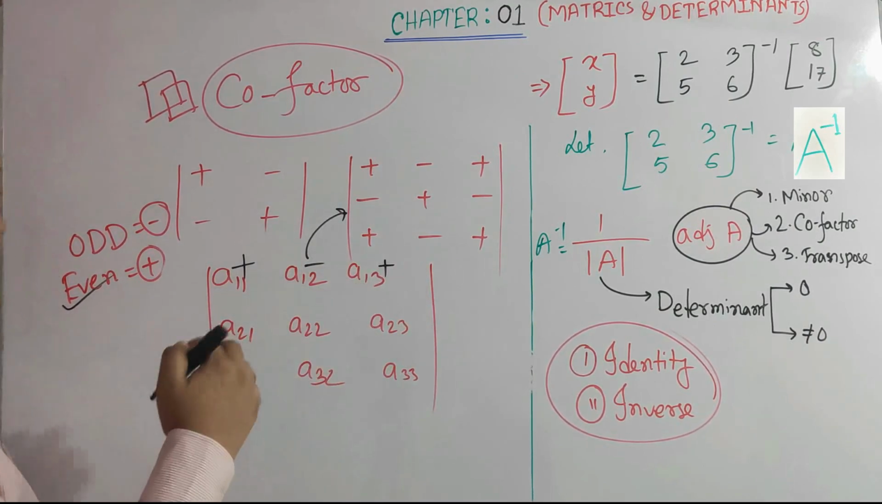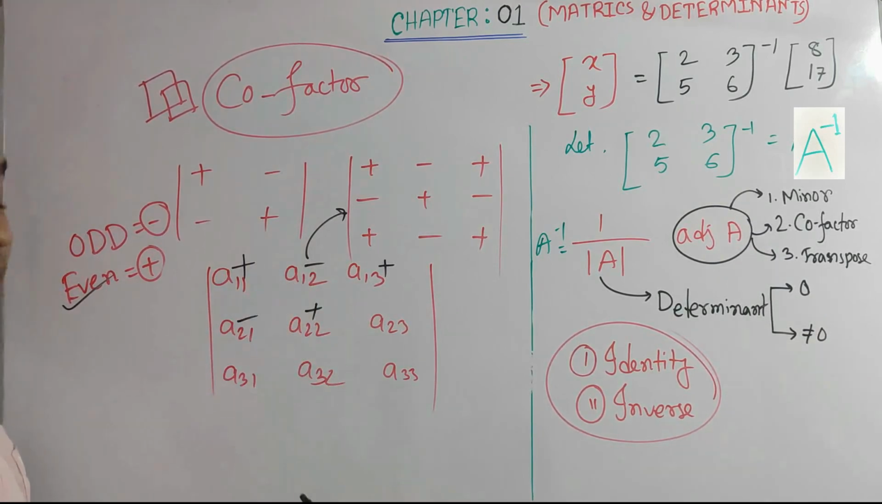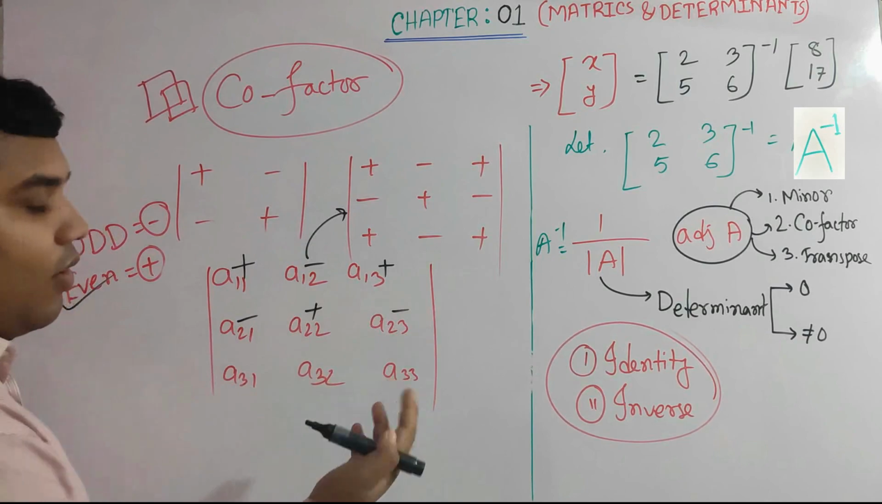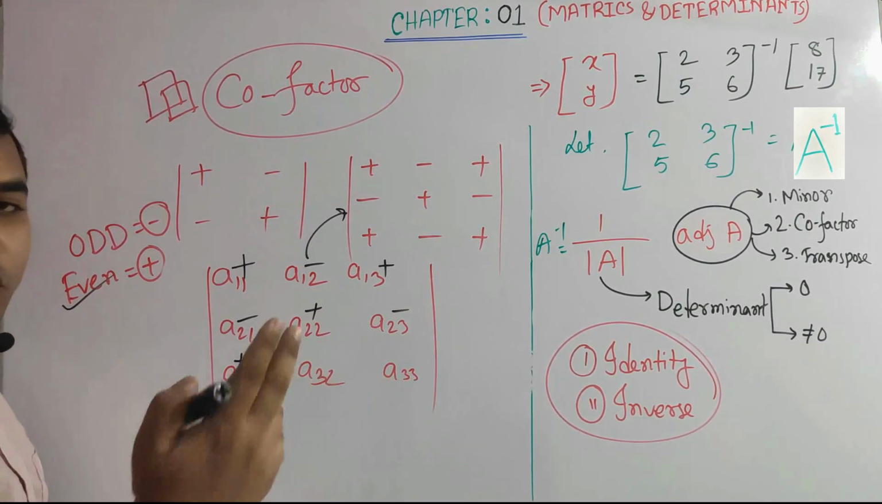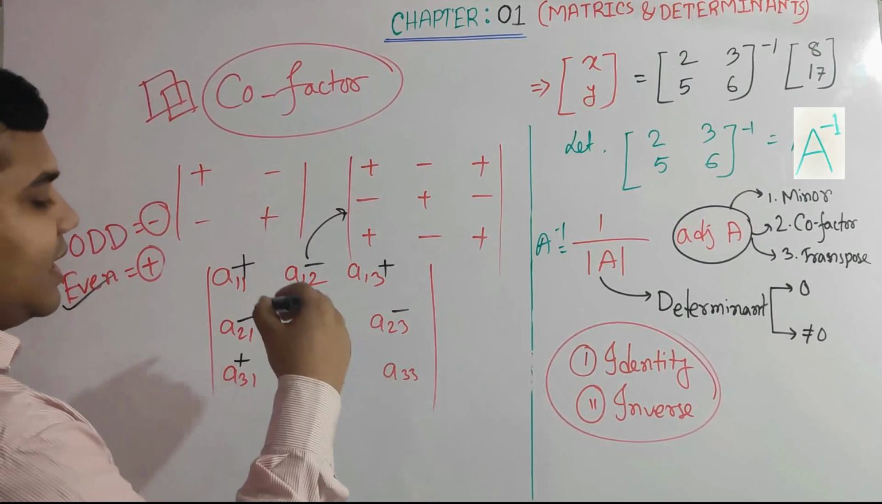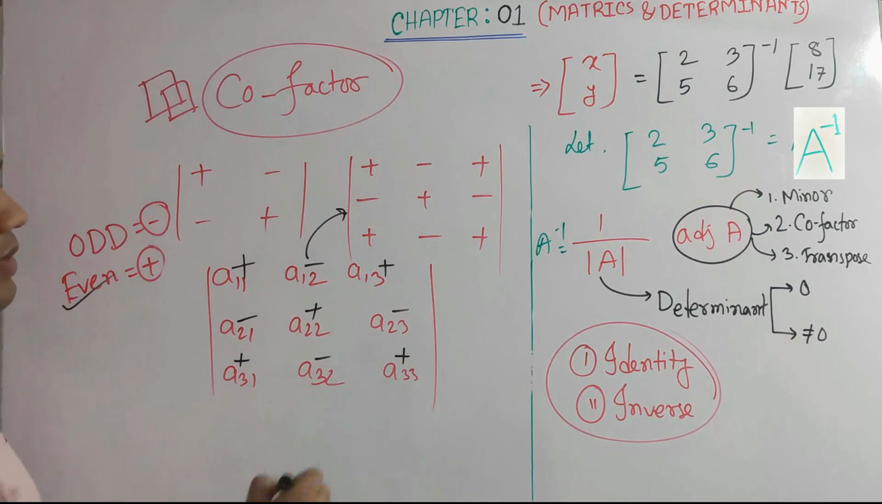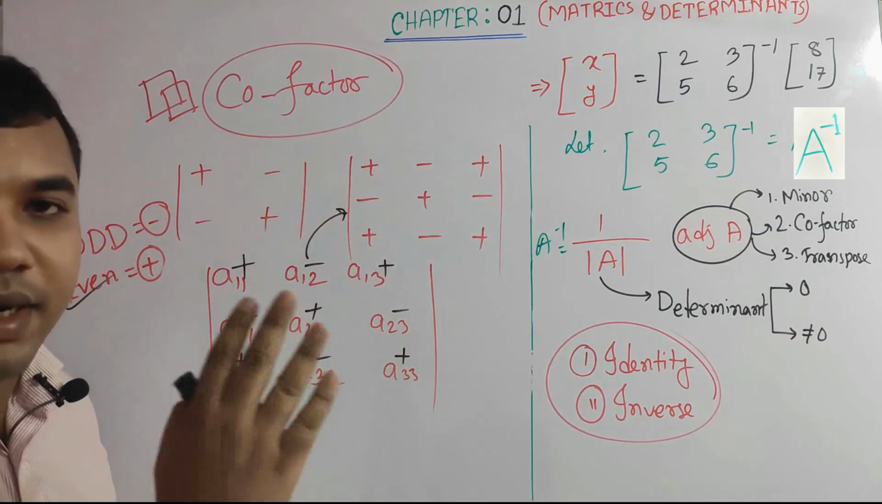So 2 plus 1, 3, negative. 2 plus 2, 4, positive or odd. So even, that's a plus. Odd, minus. 3 plus 1, even, that's a plus. 3 plus 2, odd, so minus. 3 plus 3, 6, it's an even number, so it must be plus. This is the sign system of the cofactor.